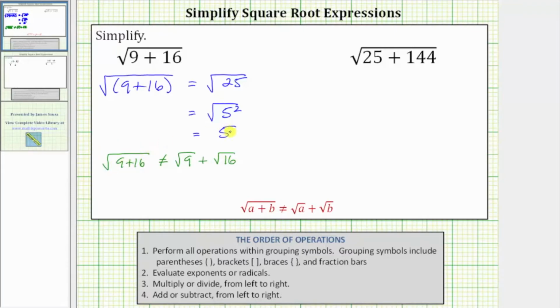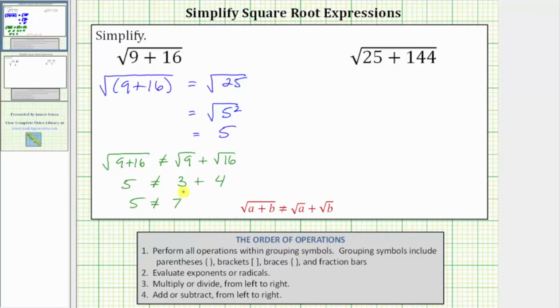Well, we know the left side is equal to 5. We just simplify that. The square root of 9 is equal to 3, because 3 times 3, or 3 squared, is equal to 9, plus the square root of 16 is equal to 4, because 4 times 4, or 4 squared, equals 16. On the right side we have 3 plus 4, which is 7, and of course 5 does not equal 7.